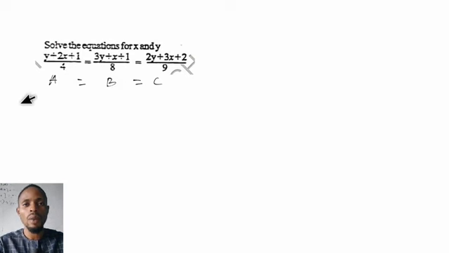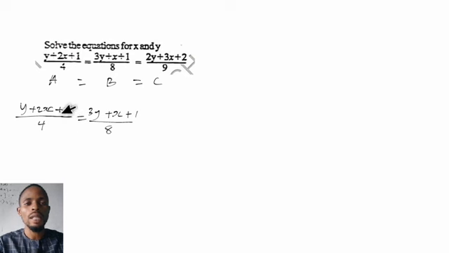That means we have y plus 2s plus 1, divided by 4, equal to B, and B is equal to 3y plus s plus 1, divided by 8. So in this question, let's solve what we have here. This side is in fraction, and this one is also in fraction, and they're separated by equal to.